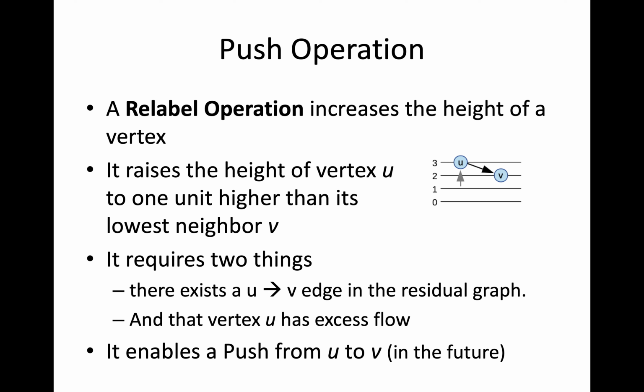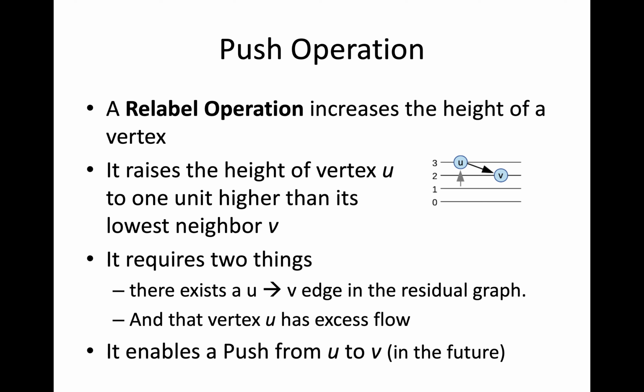Like my picture tries to show, you can do the relabel operation if there's some vertex U that's overflowing. Notice both of these operations only apply when you have a vertex that's overflowing, and it has an edge to a neighbor V that has some residual capacity.